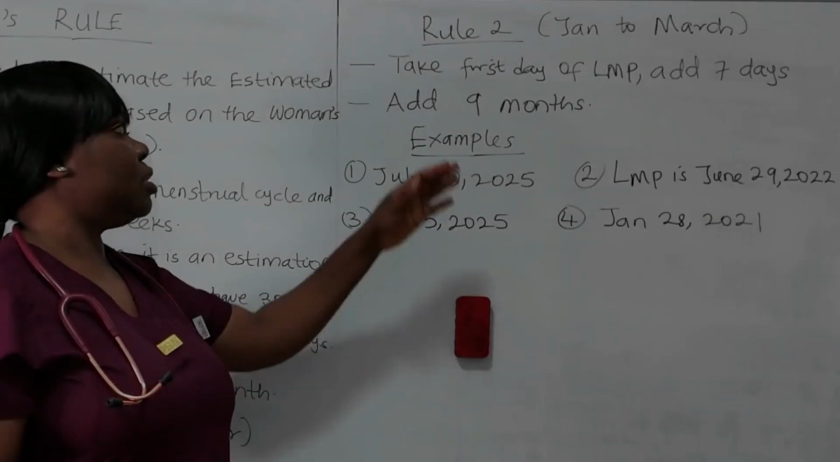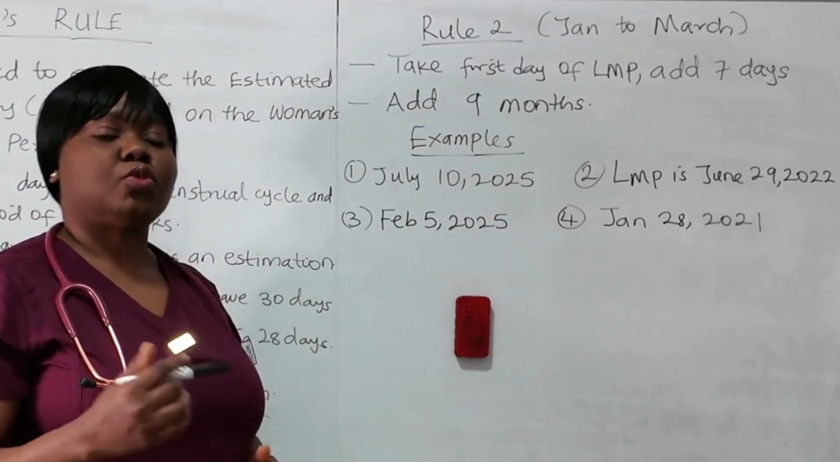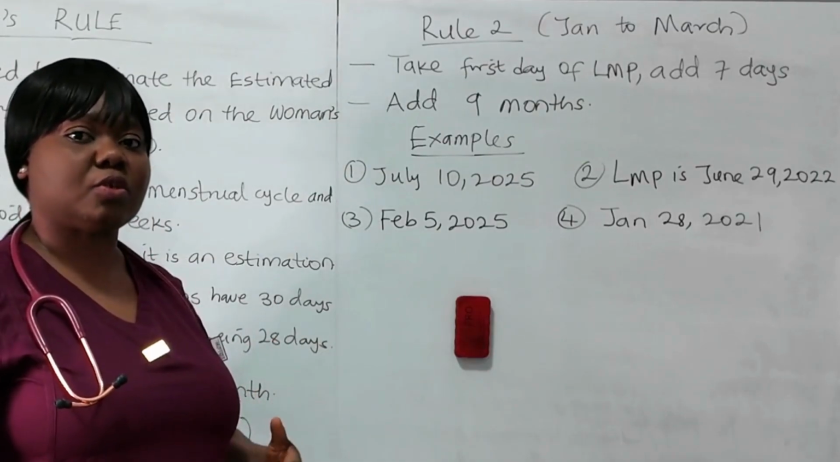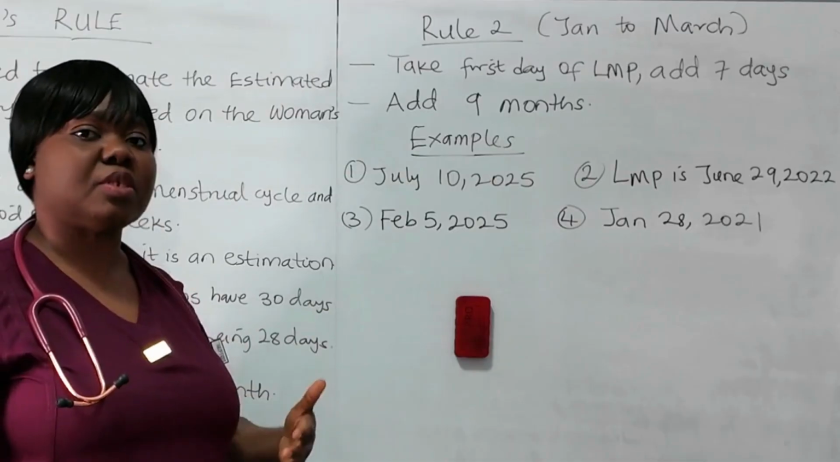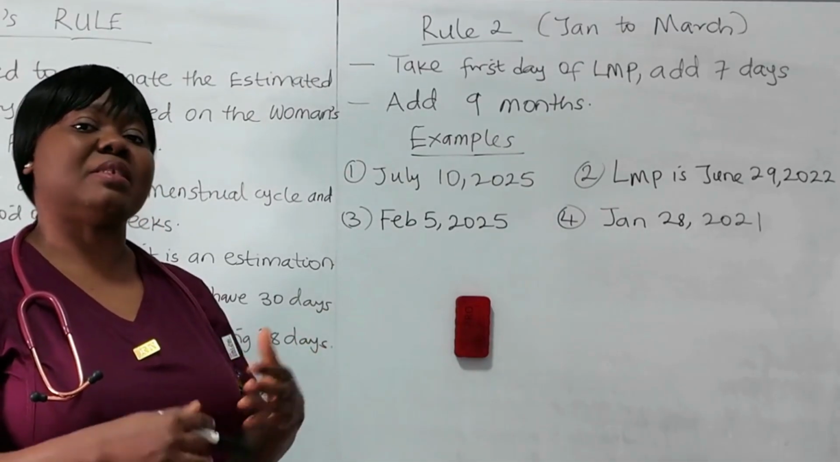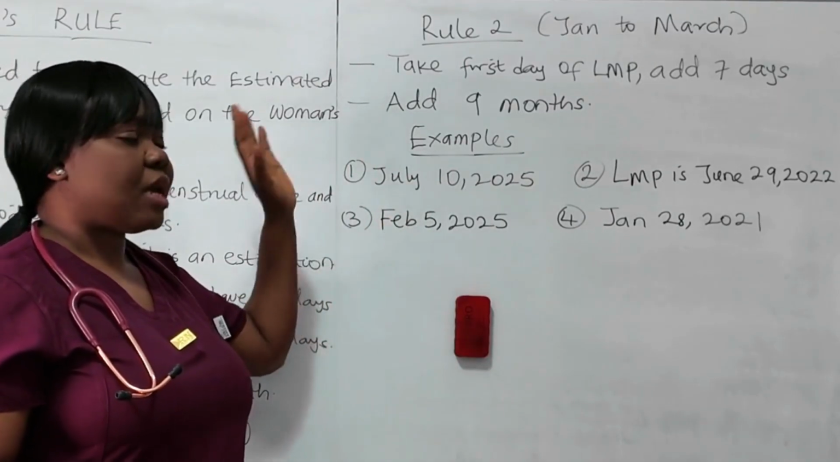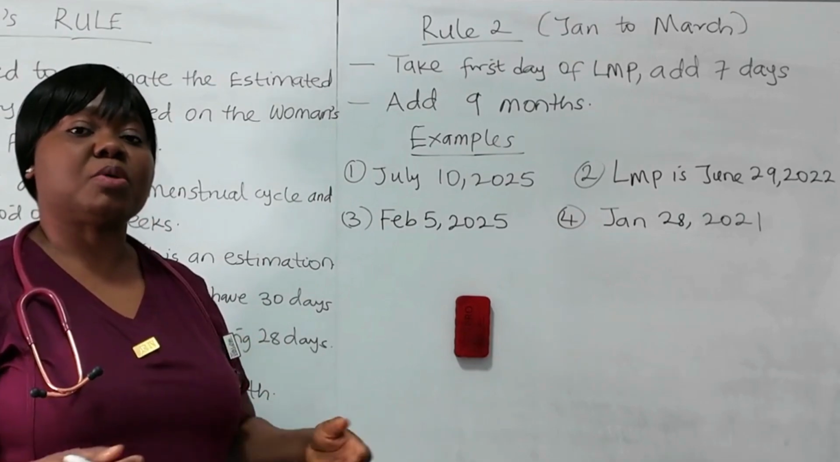Now the second rule is for any LMP that falls between January to March. So for this one, you are not doing any subtraction, you are only doing addition. So first you are going to add 7 days to the last menstrual period and you add 9 months. We know that pregnancy is about 9 months, so add 9 months. Now this rule is applicable to me. It is the best rule I like using because it works for me.